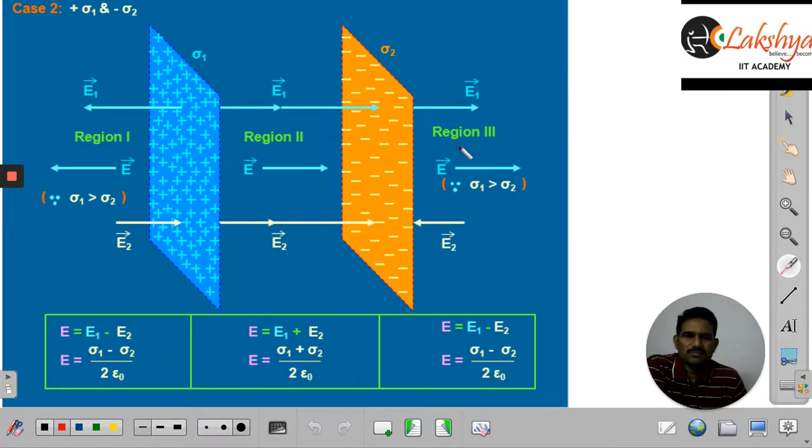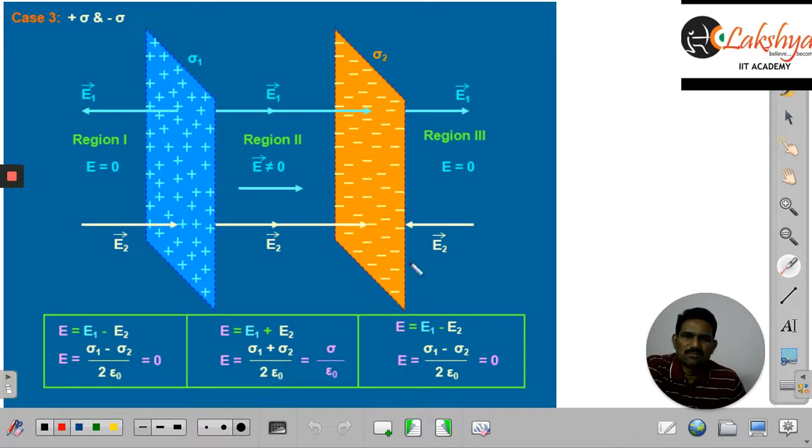Similarly, in region 3 on this side, the electric field due to the positively charged plane is away from the plane, so towards right, and the electric field due to the negatively charged plane is towards left. So they are opposite in direction, and the electric field is E1 minus E2. This is the electric field in the different regions when they have oppositely charged densities.